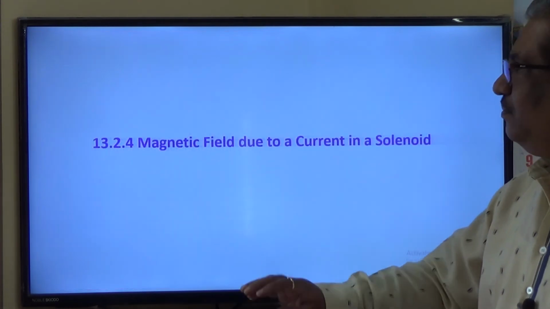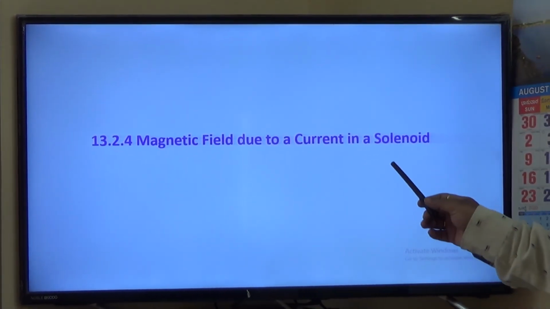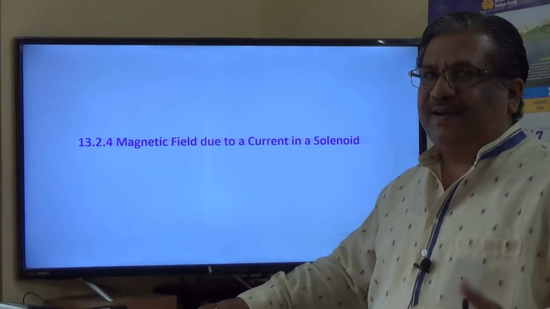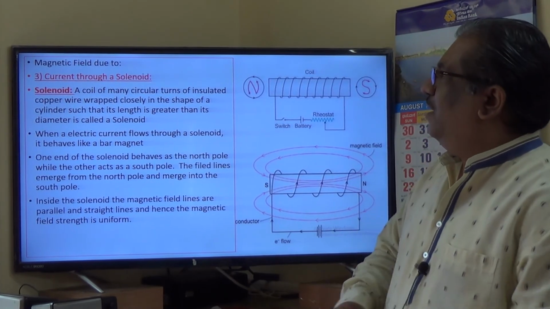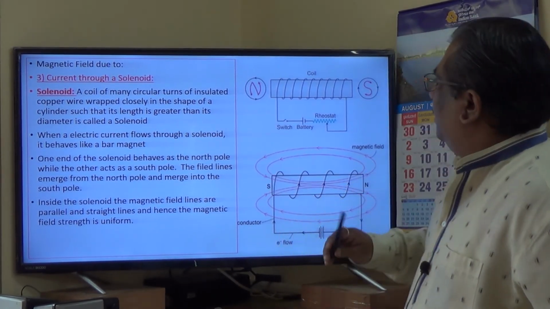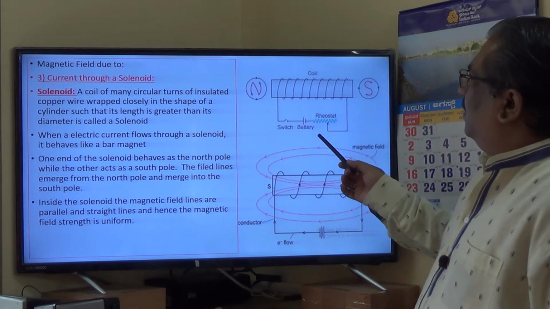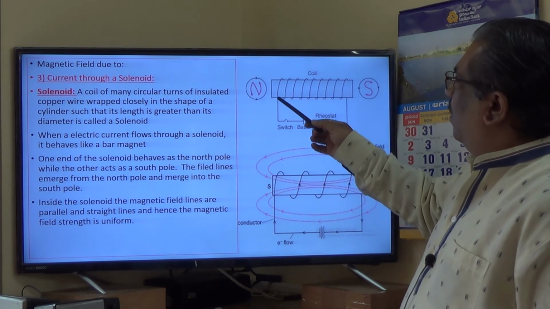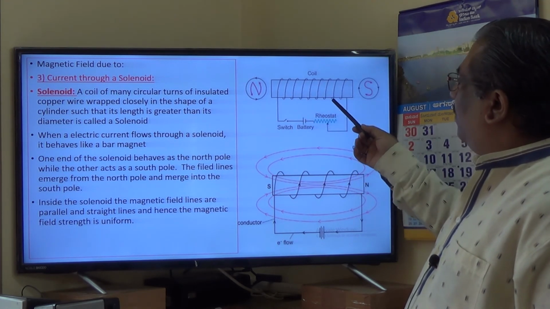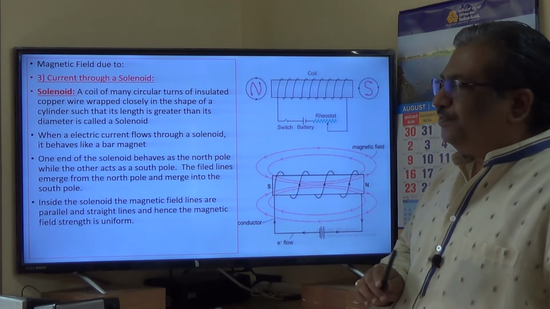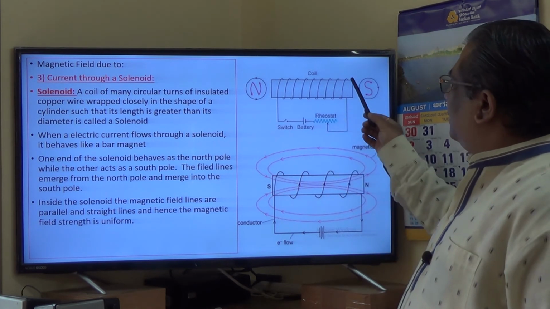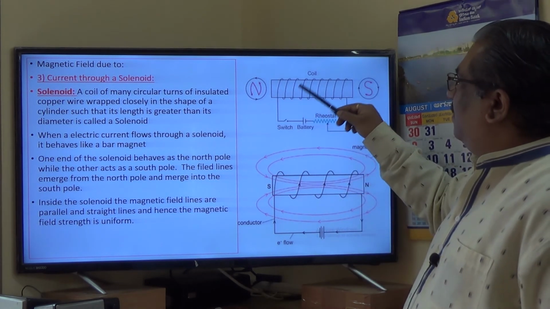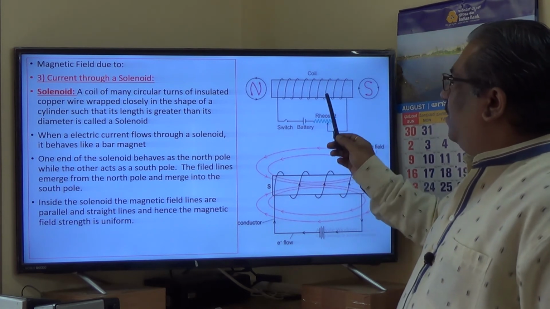Next is magnetic field due to a current in a solenoid, which is important. Of course, all these are important. Let's see what that is. Here, current through a solenoid. This is how the solenoid looks. There is one insulated cylinder, over which an insulated copper wire is wound in the form of a cylindrical shape. See here, this is an insulated pipe or something like that, on which you can wind the insulated copper wire. This assembly forms a solenoid.